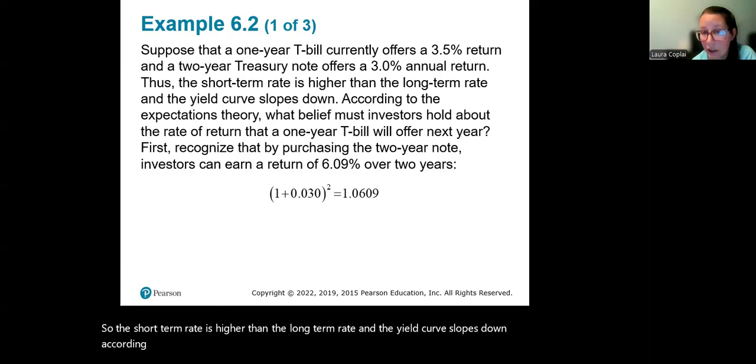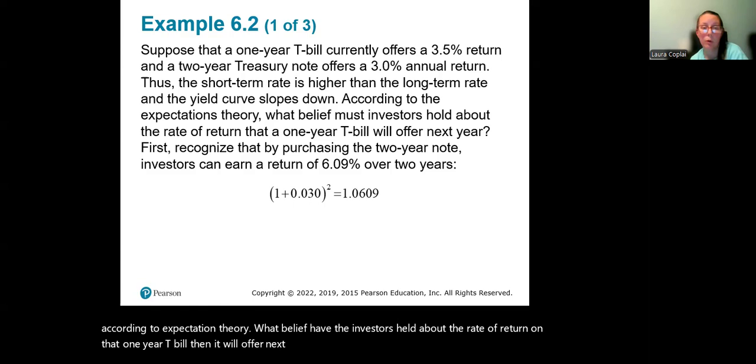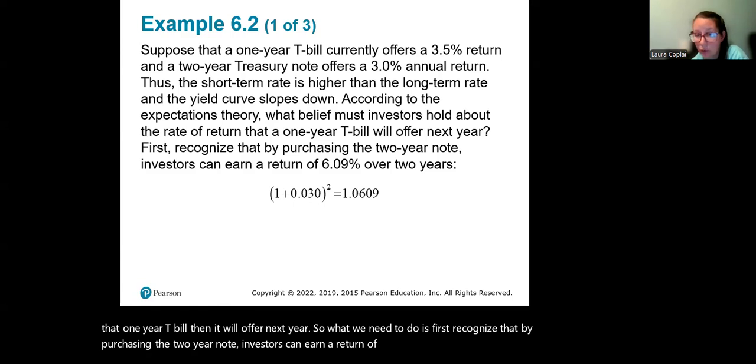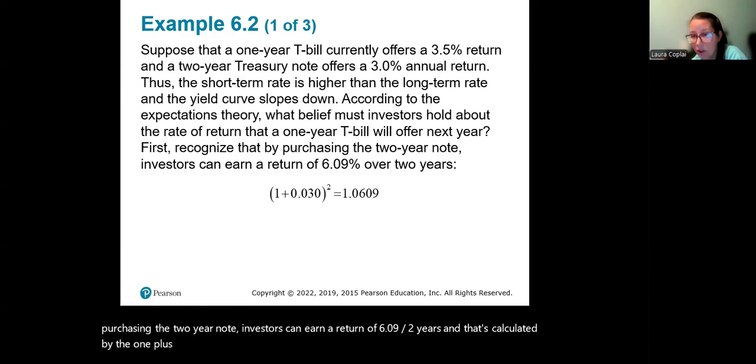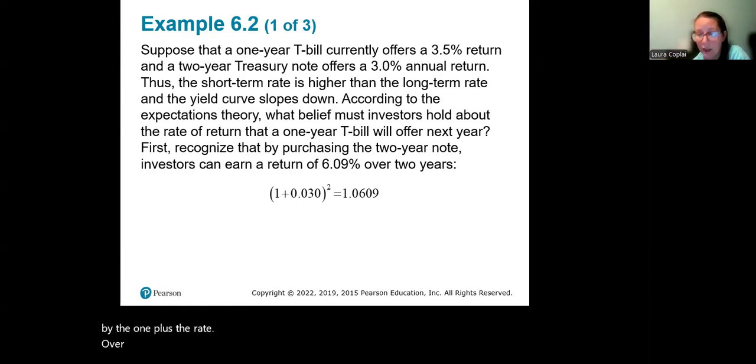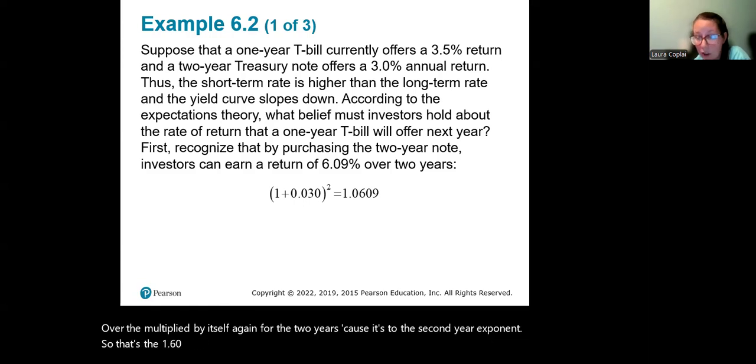According to expectation theory, what belief have the investors held about the rate of return on that 1 year T-bill that it will offer next year? So what we need to do is first recognize that by purchasing the 2 year note, investors can earn a return of 6.09% over 2 years. That's calculated by 1 plus the rate multiplied by itself again for the 2 years, because it's to the second year exponent. So that's 1.0609. Subtract 1 and you get the rate.